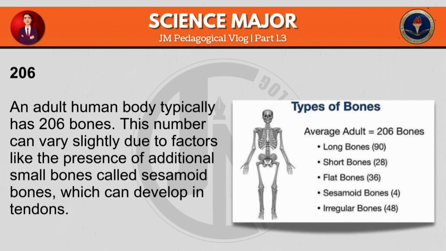An adult human body typically has 206 bones. This number can vary slightly due to factors like the presence of additional small bones called sesamoid bones, which can develop in tendons.